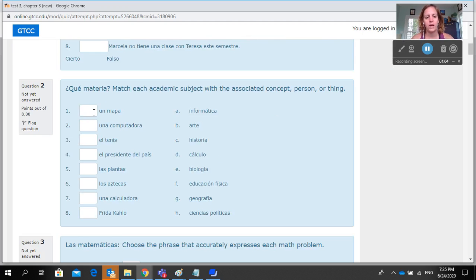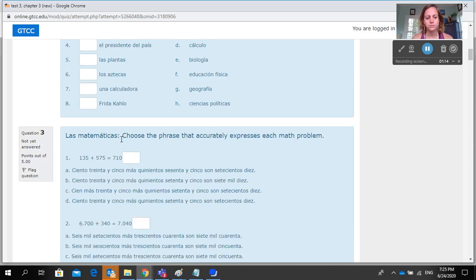So if a mapa you would find in la clase de informática, you would write an A. If you would find it in la clase de arte, you would write a B. So just match the concept, person, or thing with the class.